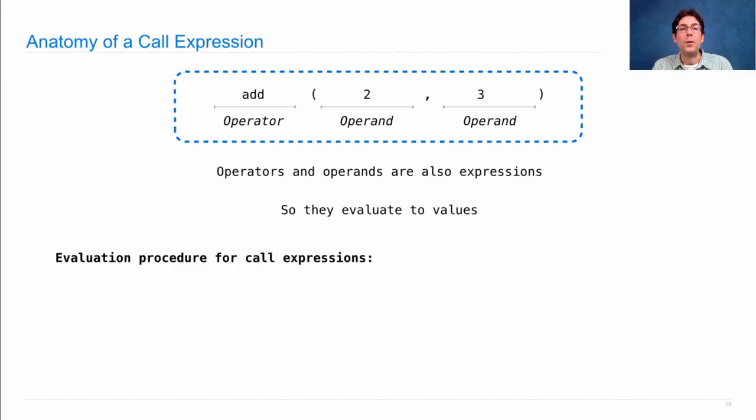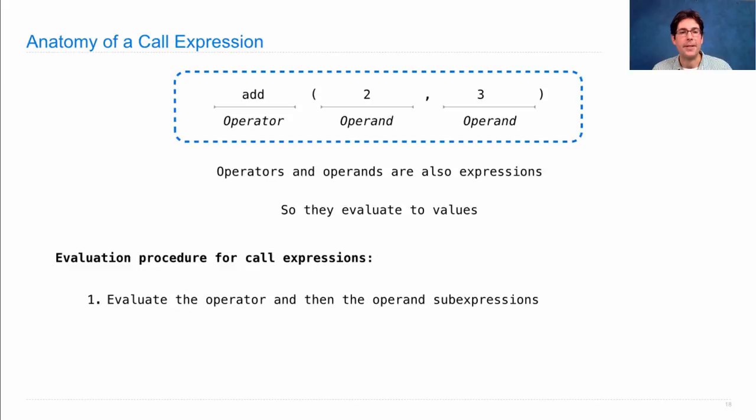The way in which call expressions are evaluated is always the same. It's an evaluation procedure. Now, the way that programming languages work is that they interpret your expressions by applying evaluation procedures. And they just apply those same procedures over and over again, procedurally. The one for call expressions goes like this.